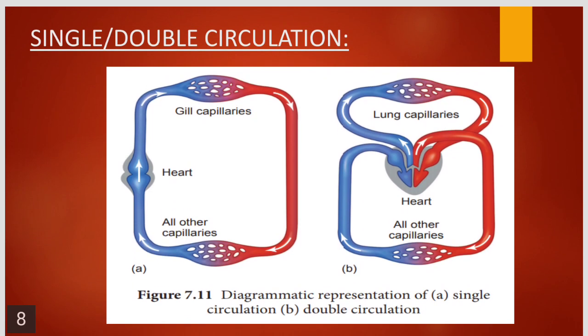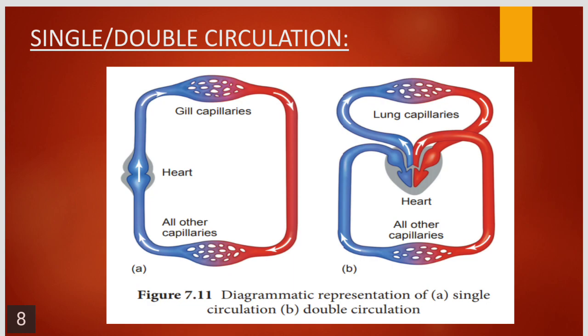Now let us see what is single circulation and what is double circulation. Cardiac cycle you understood? It is about the relaxation and the contraction. Systole is contraction and diastole is relaxation. We have seen that. Now we will see the circulation. As I told you before, if the heart receives the blood 2 times, then it is called double circulation. And if the heart receives the blood only 1 time, then it is called single circulation.